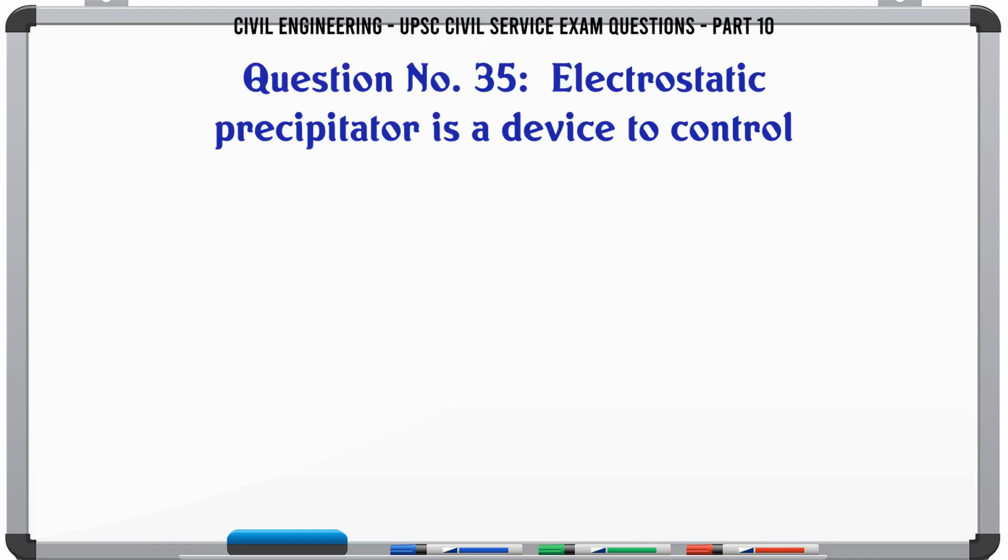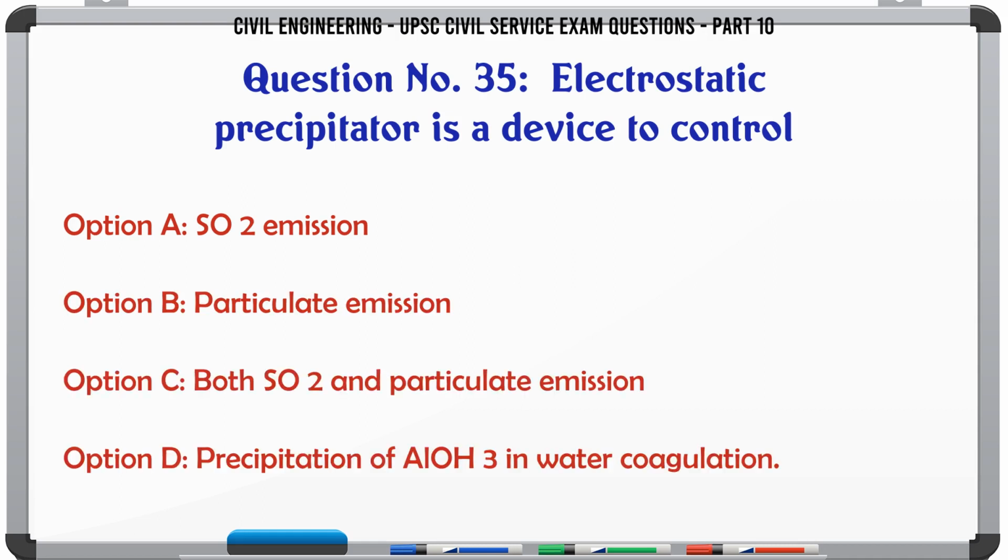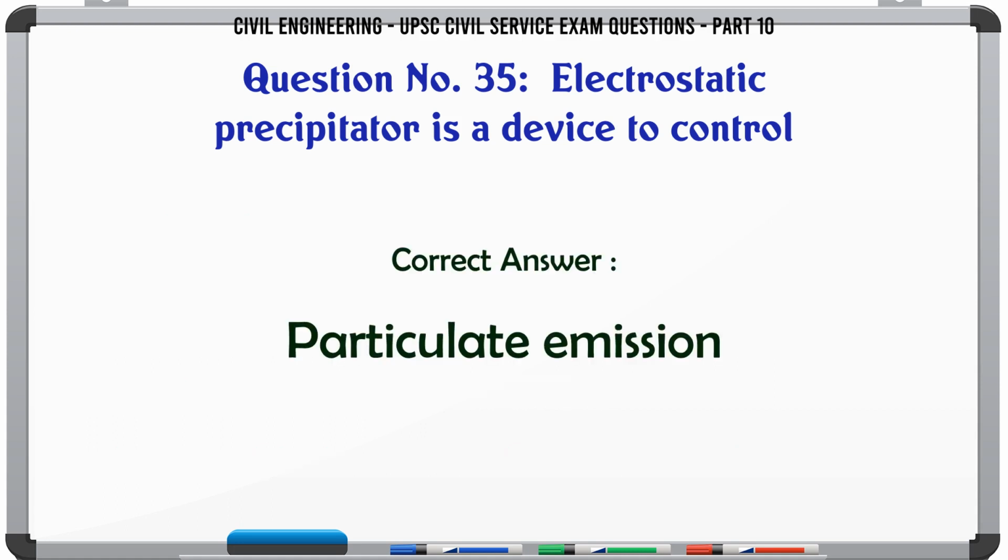Electrostatic precipitator is a device to control A. SO2 emission. B. Particulate emission. C. Both SO2 and particulate emission. D. Precipitation of Al(OH)3 in water coagulation. The correct answer is particulate emission.